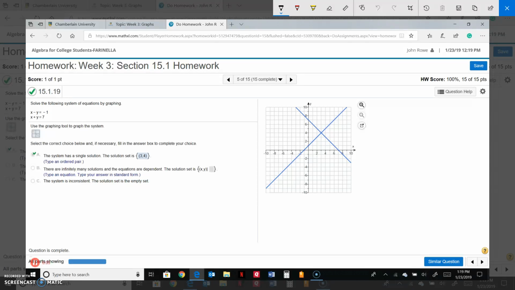Hello class, so today we are going to solve the following system of equations by graphing, and what we're going to do is we're going to find the x and y intercepts for this equation and this equation. Let's start with the top one first. X minus y equals -1.